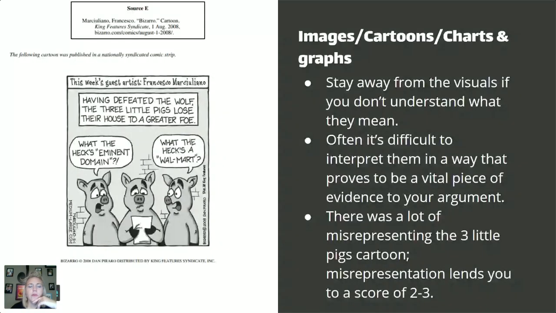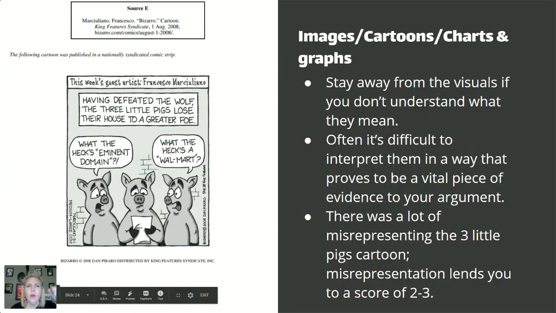Okay, so I had some students who understood this. I had some who didn't. I had some that wrote crazy things about being able to go to Walmart and rebuild their house made the three little pigs fans of eminent domain, which is not the intent of this comic strip. Okay, so make sure that you understand it if you're going to try and incorporate it into your essay. All right, so that's a look at some of the sources.